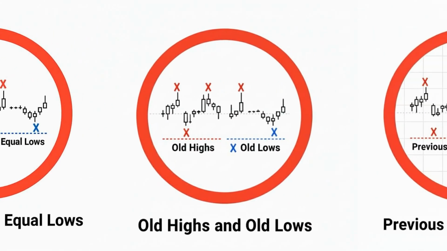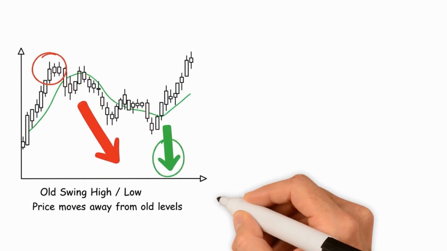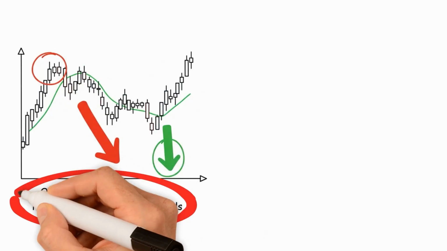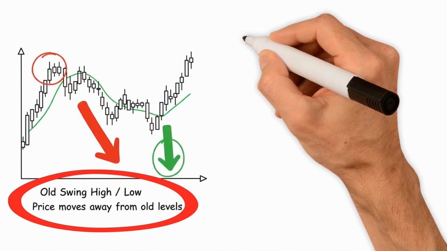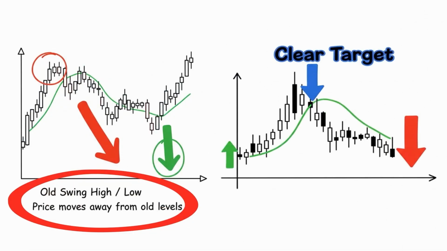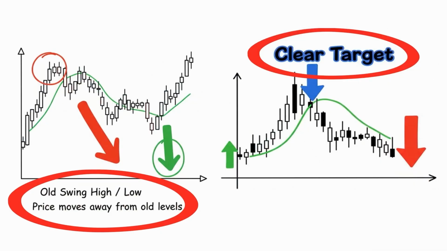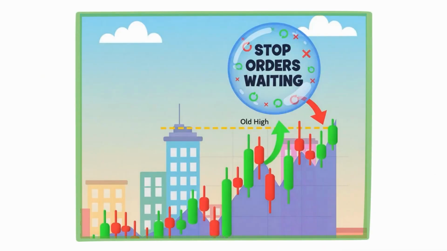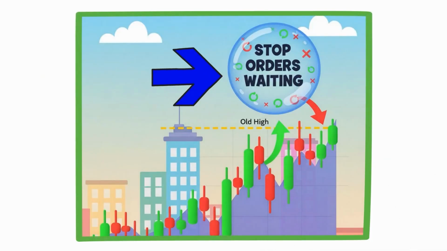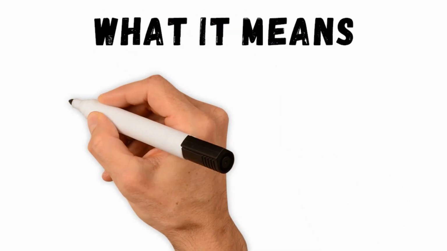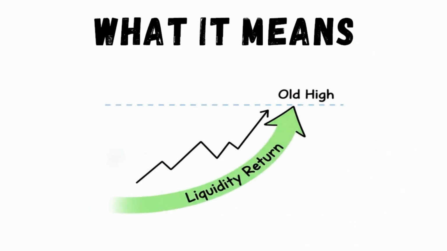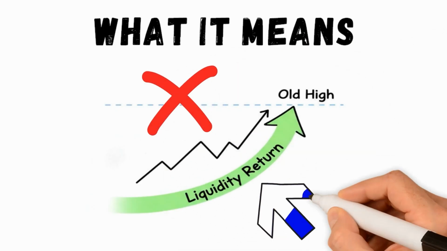Old highs and old lows. Old highs and old lows are isolated swing points that haven't been revisited by price in a while. Unlike equal highs or lows, which are clustered, old highs and lows stand out clearly and often act as key liquidity targets. They represent unmitigated zones where many stop orders are waiting. What it means: price is likely to return to these levels, not randomly, but to collect liquidity.